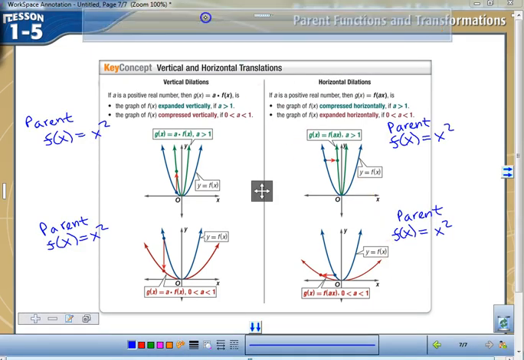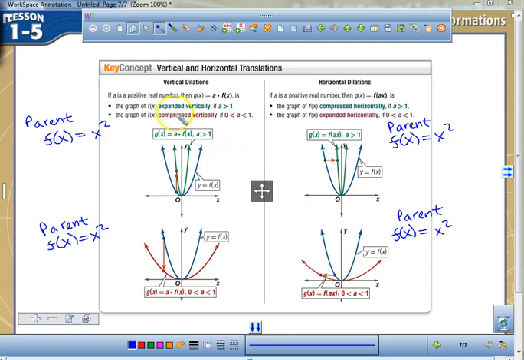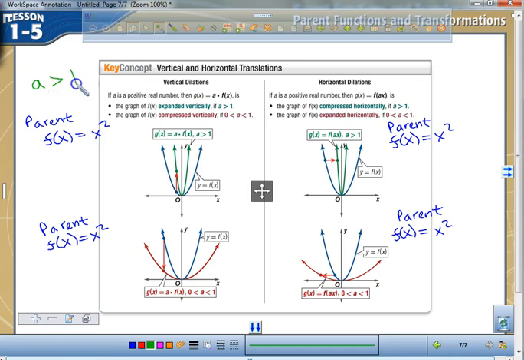All right, what we're going to do right now is talk about the difference between expanding something vertically and compressing something vertically. Now, it's kind of hard to see, but if your A value is greater than 1, it's going to expand this graph vertically. So I want you guys to write g of x equals 2x squared. This 2 represents your A value.